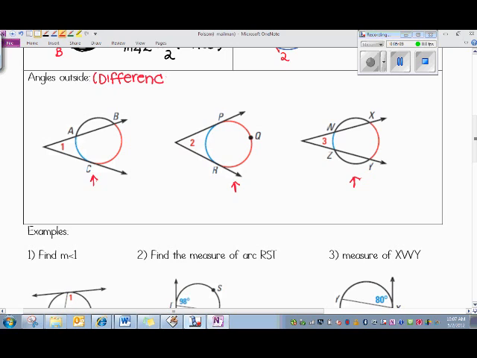So if it's inside the circle, you're going to be adding. If it's outside the circle, you're going to be subtracting. And here are the formulas, and they're all the same, all right? And I'll write them in the same colors here.